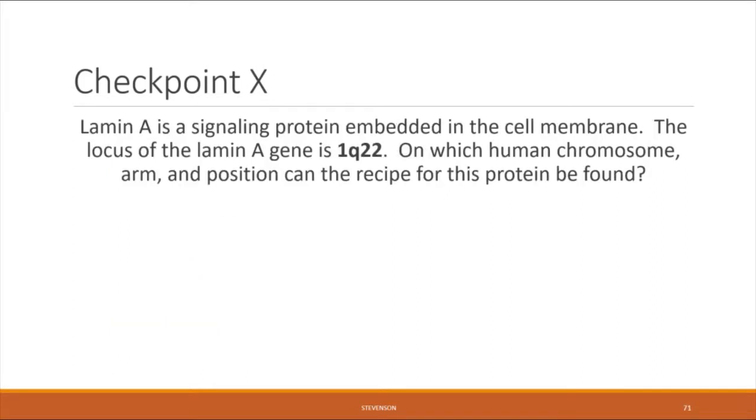And lastly, lamin A is a signaling protein that is embedded in the cell membrane. The locus of the lamin A gene is 1q22. So tell me, on which human chromosome, arm, and position can you find the recipe for making this protein?